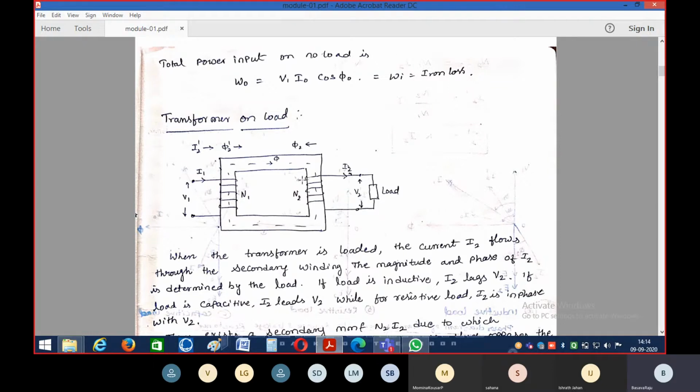Similarly, what is the current in the secondary? I2. I2 is the current flowing through the secondary winding, and the resistance of the secondary winding is called R2. So due to the resistance R2, there will be a voltage drop in the secondary winding also, and that voltage drop is the current flowing through the secondary winding multiplied by the resistance of the secondary winding. So the voltage drop across the secondary winding is I2 into R2.